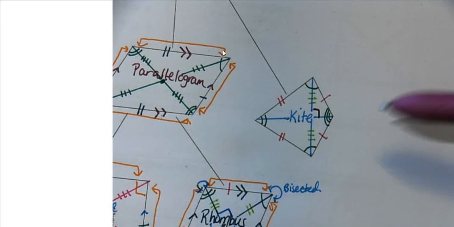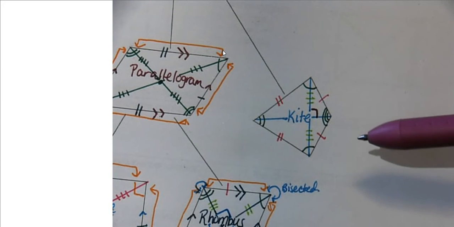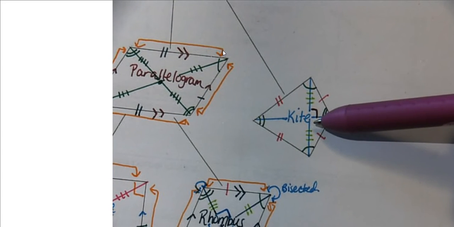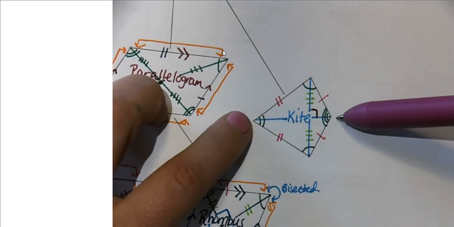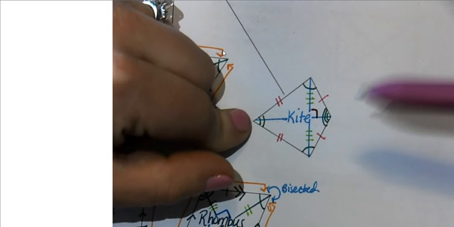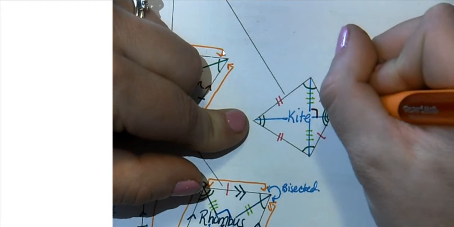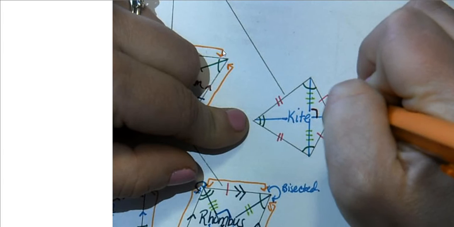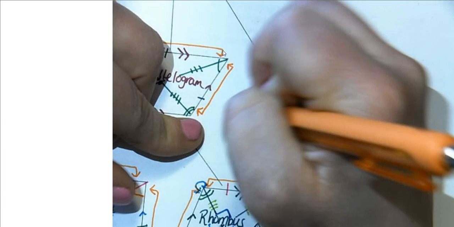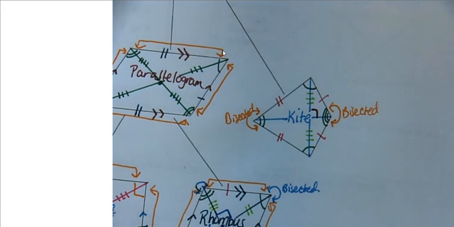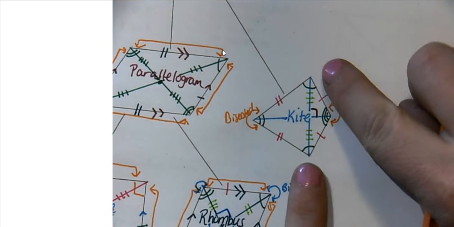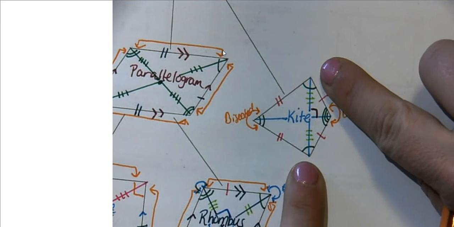So kite is a lot of 1. It has 1 pair of congruent angles. It has 1 diagonal that is bisected. And it has 1 pair of angles that are bisected. So the angles that are not congruent to each other, they are bisected by the long diagonal. The 2 angles that are congruent, they are not bisected.